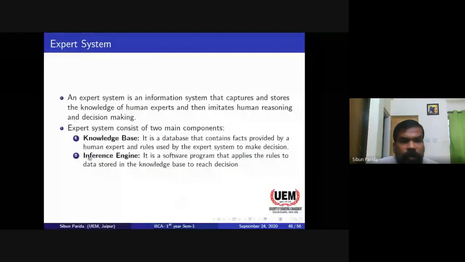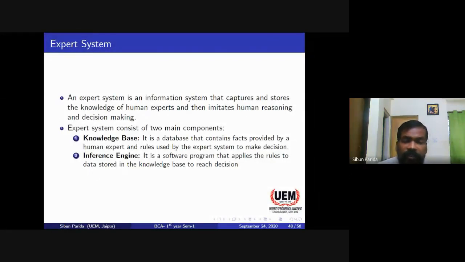Then the second one is the inference engine. What is inference? Inference means to infer. What to infer? From where to infer? It is a software program that applies the rules to data stored in the knowledge base to reach the decision.